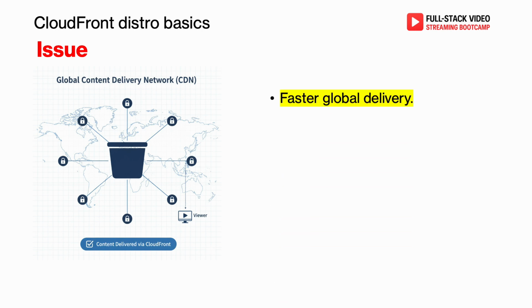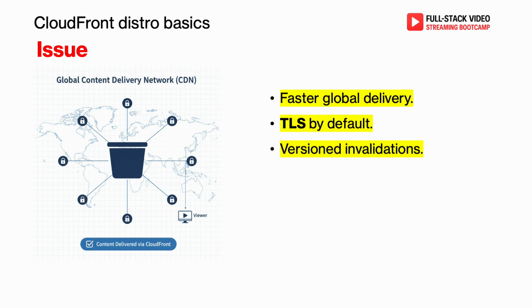S3 already serves the files. Why add another layer? Because S3 alone is slow for global users. CloudFront pushes your content to edge locations worldwide, cuts latency, and gives you TLS out of the box. And for updates, I can just invalidate paths instead of touching the bucket? Yep, faster delivery, safer transport, cleaner versioning.